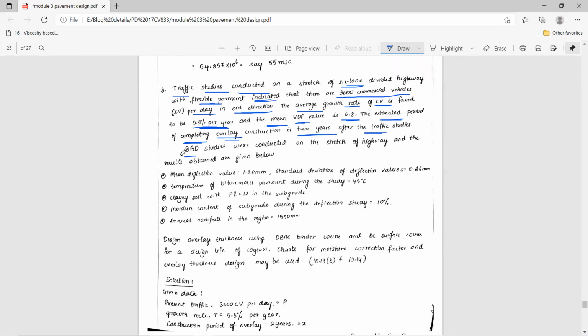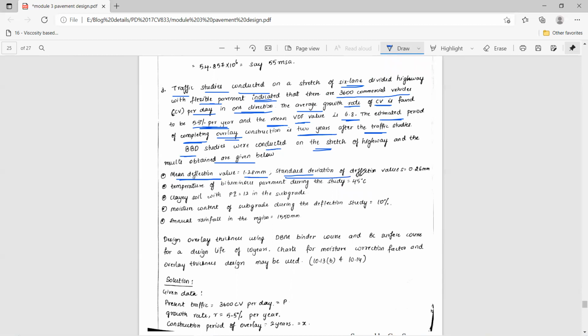Benkelman beam studies were conducted on the stretch of highway and the results obtained are given below. Mean deflection value is equal to 1.28 mm. Remember, here the mean deflection value is given. It is not the deflection considering temperature and moisture. Therefore, in this problem, you need to apply correction for temperature and moisture. That value you have to consider for the calculation of thickness of overlay.